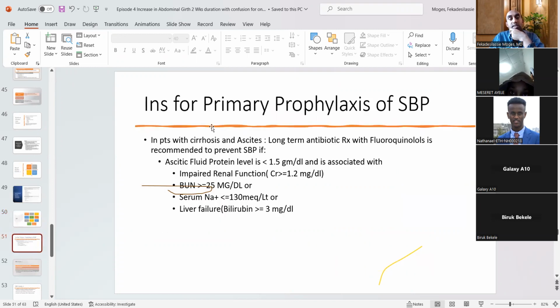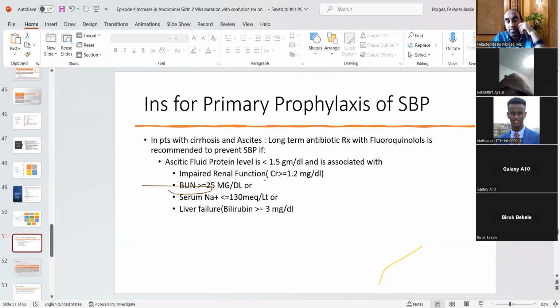So diagnosis, indications for primary prophylaxis of SBP. For example, our patient doesn't have spontaneous bacterial peritonitis, so we have to do primary prophylaxis. In patients with cirrhosis and ascites, long-term antibiotic treatment with fluoroquinolones, and from the fluoroquinolones, what is preferred is norfloxacin. You can also use Cipro. If the ascitic fluid protein is less than 1.5, these are the indications, okay?